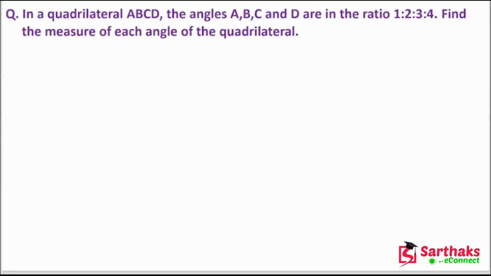Now let us take the last question. In a quadrilateral ABCD, the angles A, B, C and D are in the ratio 1:2:3:4. Find the measure of each angle of the quadrilateral, right? So the angles A, B, C and D are 4 angles, and the ratio is given. Now we do not know the actual angles, so they must have some common factor. After cancelling it, we are getting 1:2:3:4.